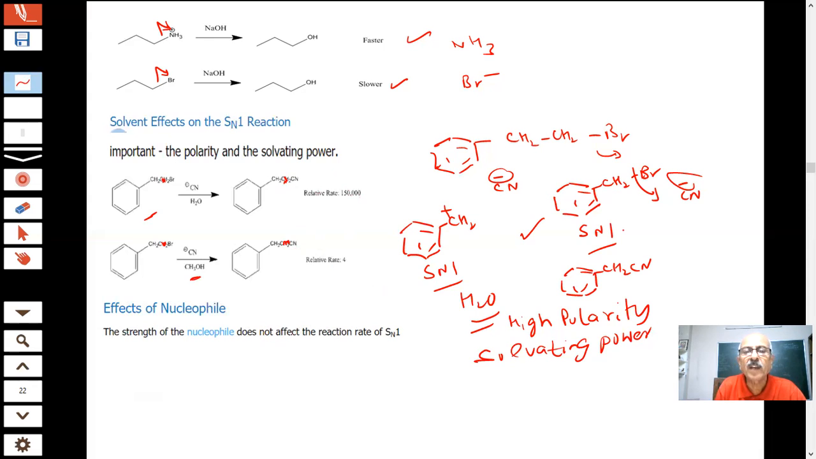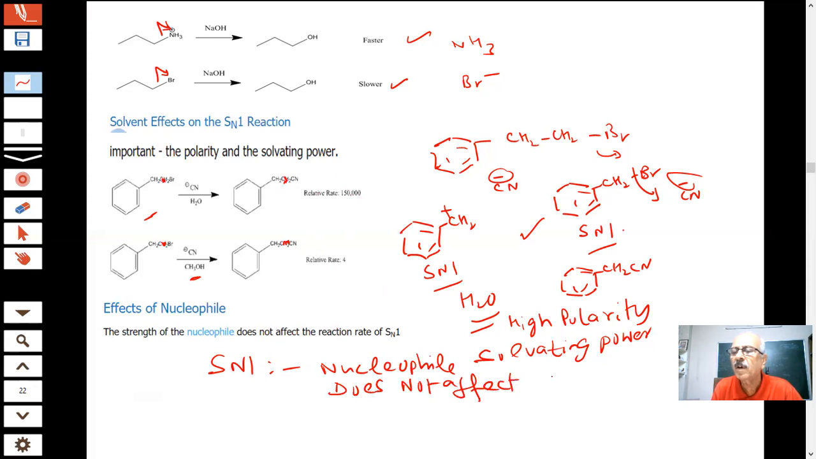And the effect of the nucleophile: for an SN1 reaction, I told you, the nucleophile does not affect the reaction. It does not depend on the nucleophile. Weak or strong makes no difference. Why? Because the leaving group has already left and the carbocation is there. You can have a weak nucleophile or a strong one; both will attack at the same rate. The reaction is very fast, so no problem. Okay, this is clear.